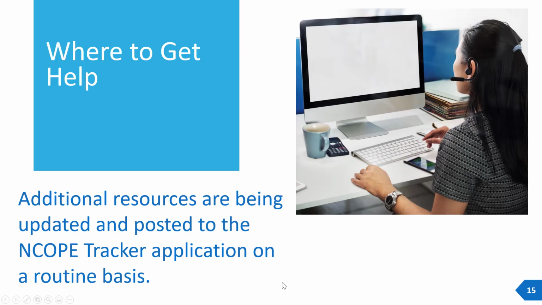The final topic I'd like to cover is where to get help. As I've already demonstrated, there are some help resources built directly into NCOPE Tracker. But what if you don't yet have an NCOPE Tracker account? Or you're looking for other information that relates to the NCOPE residency process, policy, and procedure? Well, we can help with that. Let's go ahead and show you all the possible ways to get help.